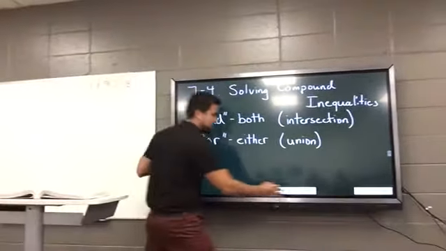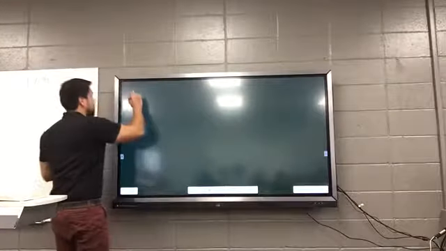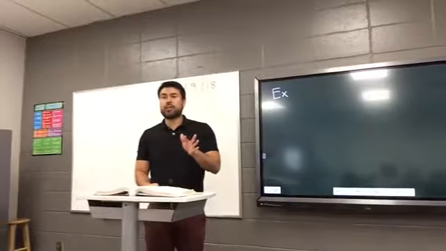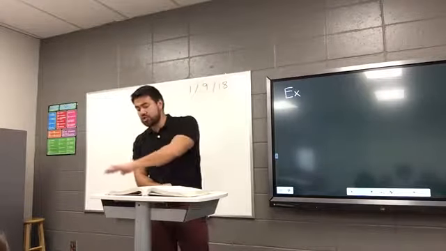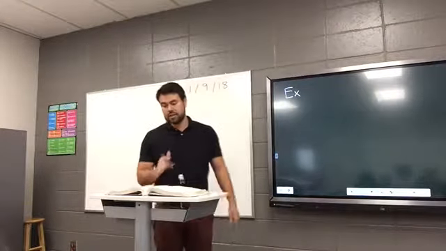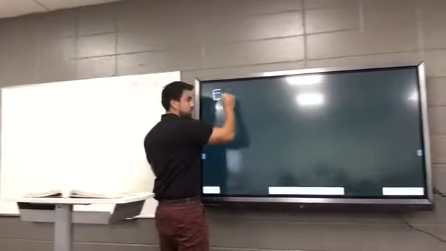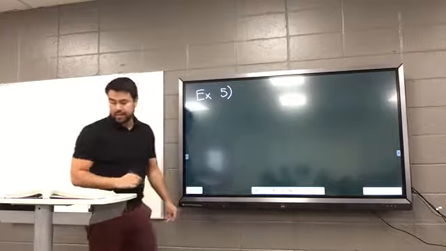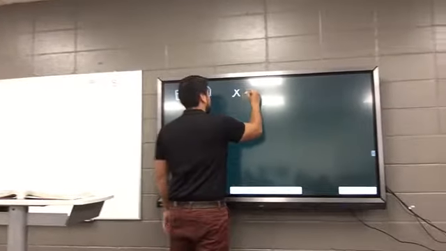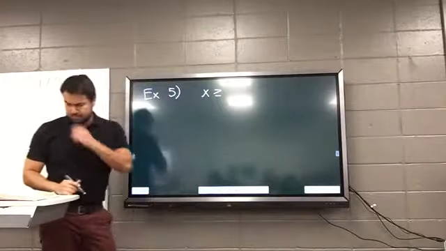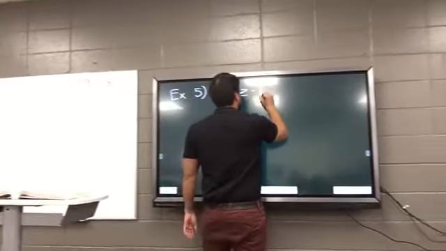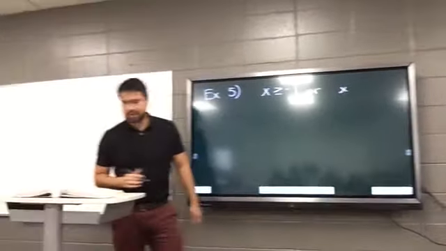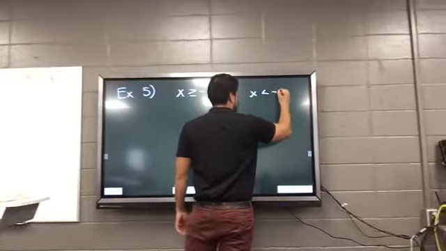All right, so I'm done with this right here. You can choose one, but your answer has to be part of one solution or the other. And you'll see how that's graphed. So example number 5. And this one is x is greater than or equal to -1, excuse me, or x is less than -4.